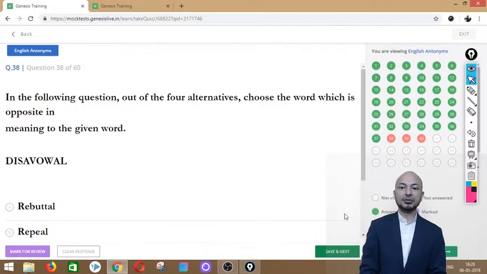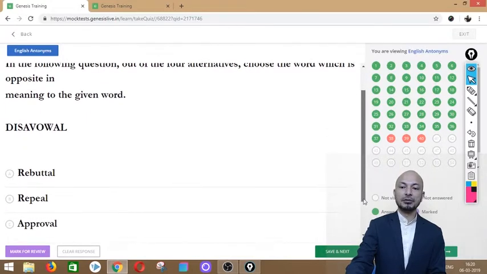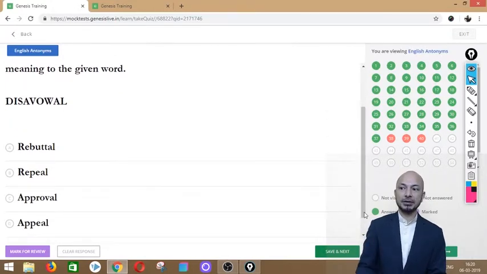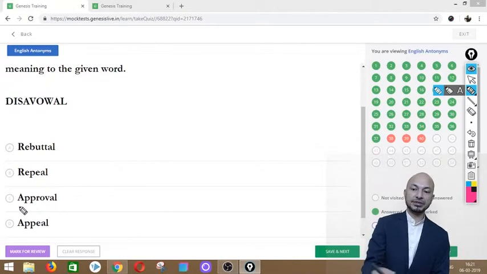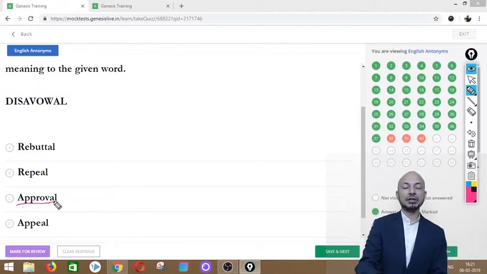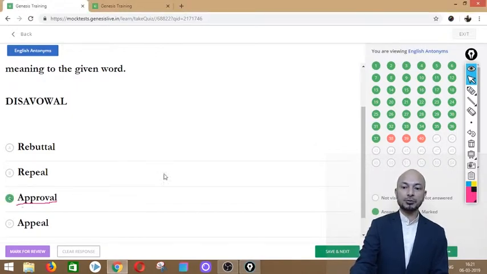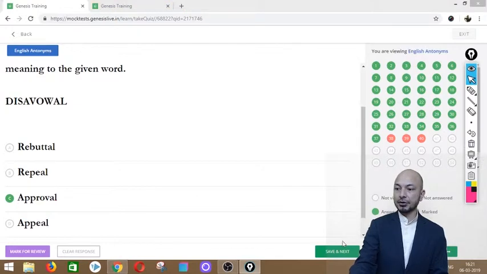So coming to question number 38, the word is disavowal, and the options given are rebuttal, repeal, approval, and appeal. And the correct option over here is option C, which says approval. Now, disavowal is when you deny any knowledge of the subject, and approval is when you accept something is good and it is accepted. So they are very nearly antonyms. The closest antonym we can find over here, we say option C. Go on to the next question.